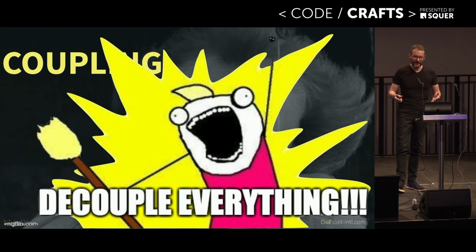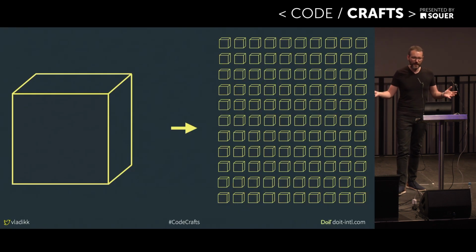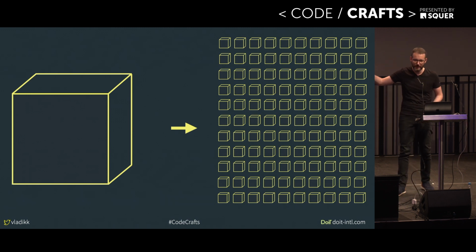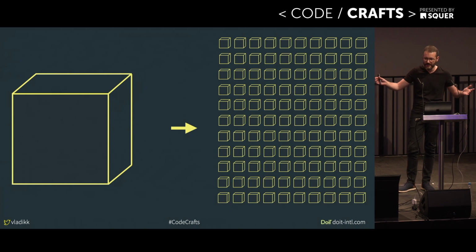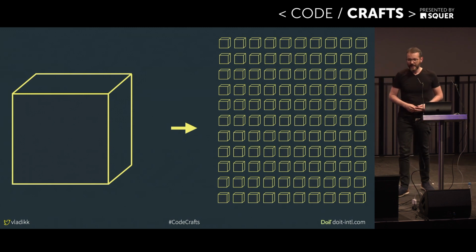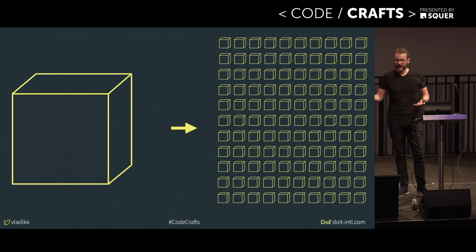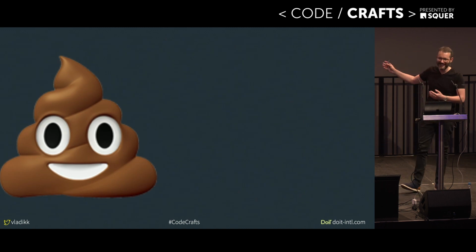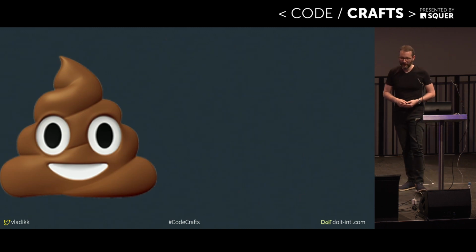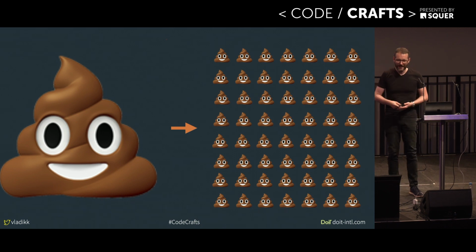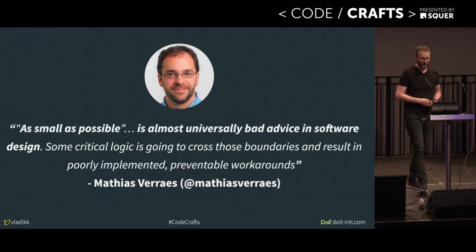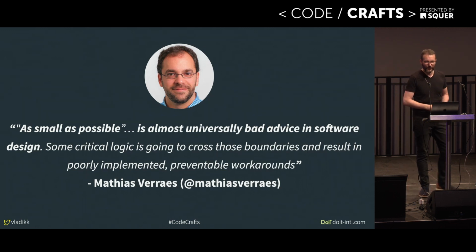However, when we try to take, let's say, a monolithic system and break it into tiny, tiny boxes, and they can be whatever we want. They can be objects, classes, services, microservices. Now it's serverless functions. And if we're focusing only on size, we are going from coupled piles of code, as you've already seen, to decoupled piles of code. And this is not surprising because, as my friend Matthias says here, going for as small as possible is almost universally bad advice in software design.